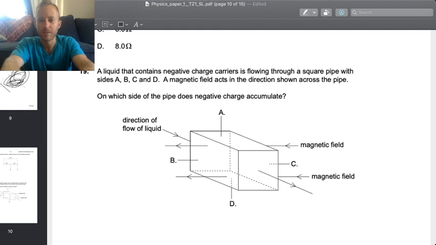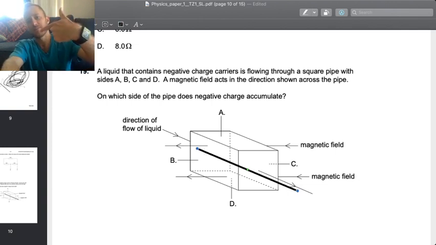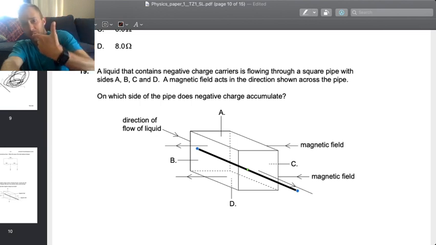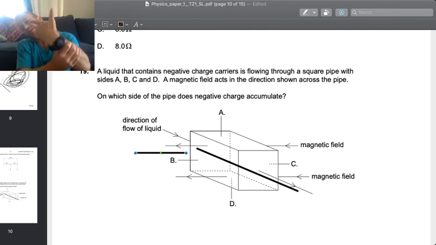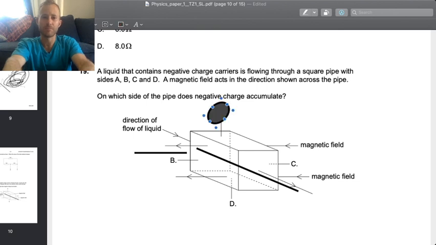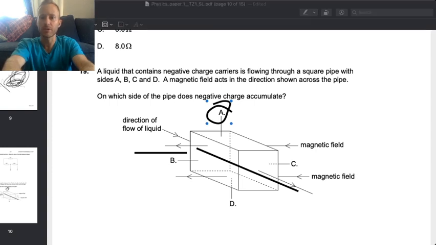Well, we've got to use the left-hand rule, okay, because it's a negative charge. And the velocity is along this way, all right? So I'm going to put my pointer finger in that direction. And then I'm going to put my middle finger with the magnetic field, which is to the left. And we can see that my thumb is going upwards. So that means that the negative charge is going to get pushed to the top of the pipe, which is side A. All right. Let me see if I have some questions. No questions.